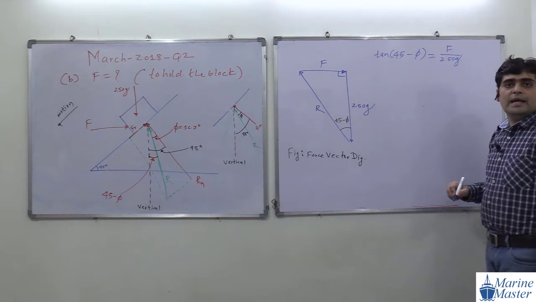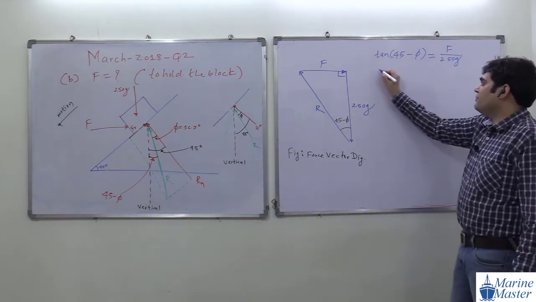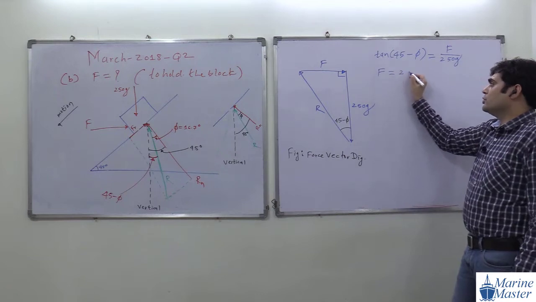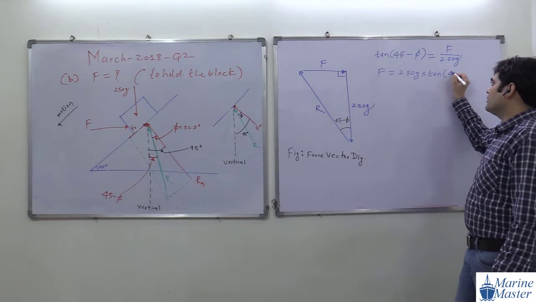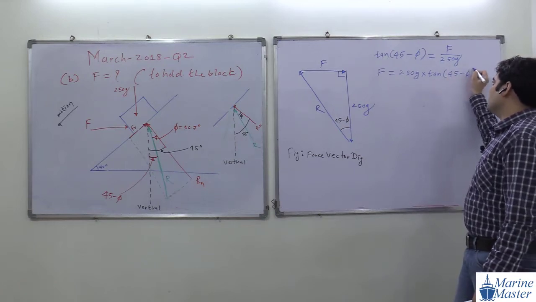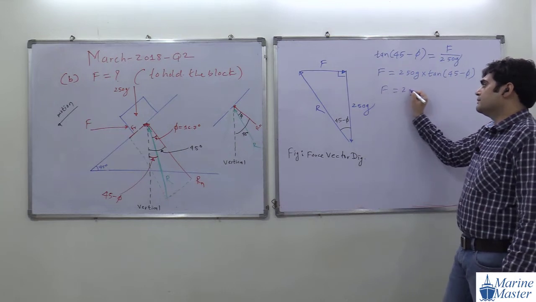250G. F by what? 250G. Okay, guys, are you getting my point? So F will be equal to 250G into tan of (45 minus pi). Okay. Good.